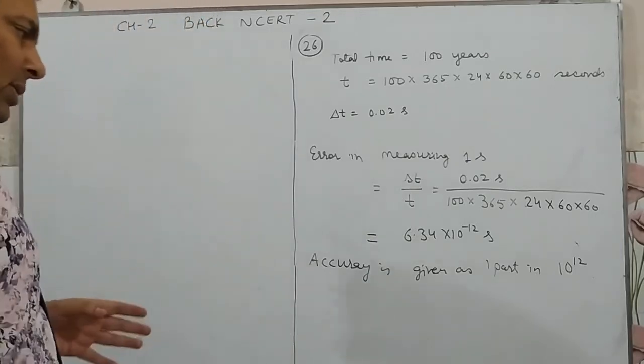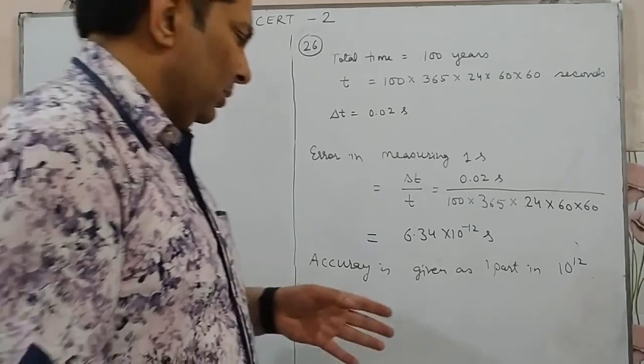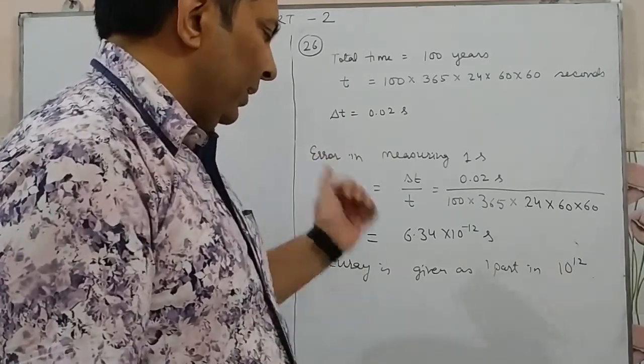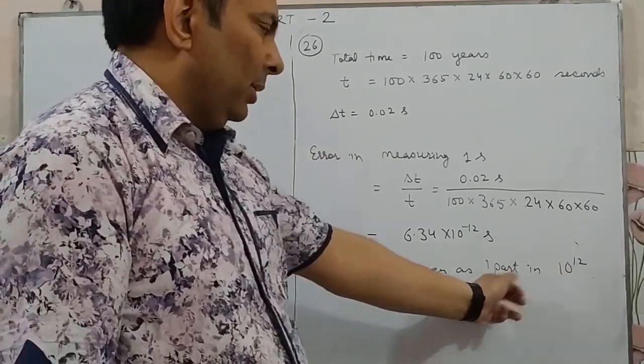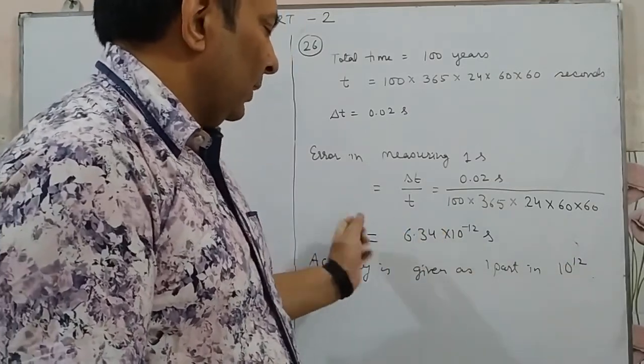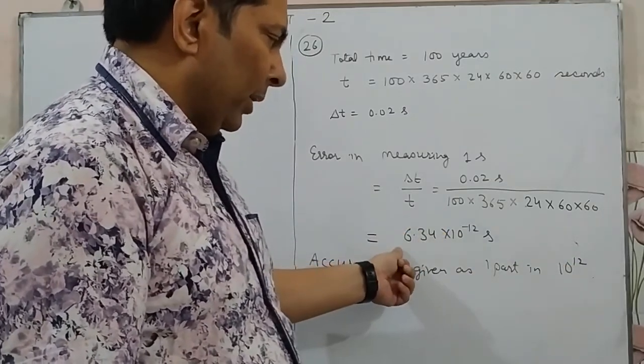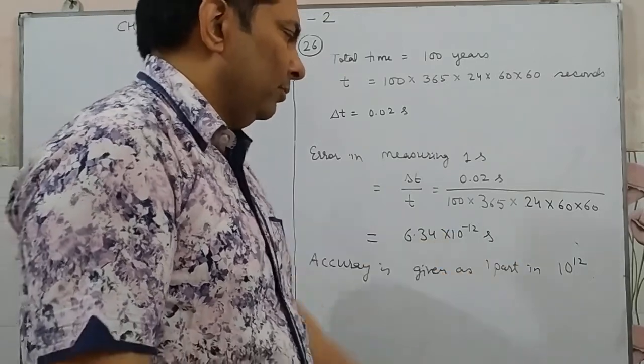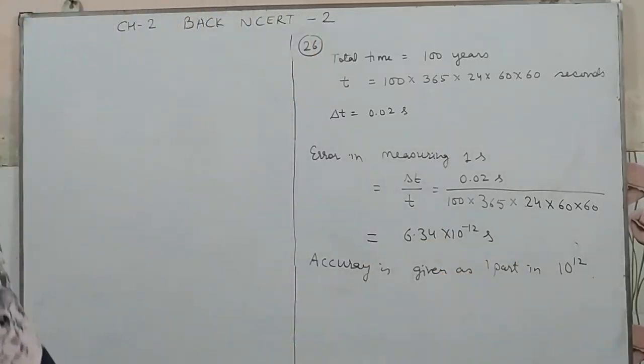Now, what they ask is accuracy. So, our accuracy is that we are having a mistake of 1 part in 10^12 seconds. So, here we get result C. This is the relative error. Okay, this can be written in this form: that one part error we can have while measuring a second, of 10^12.